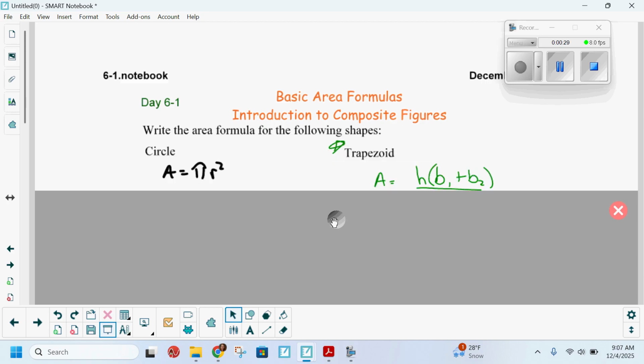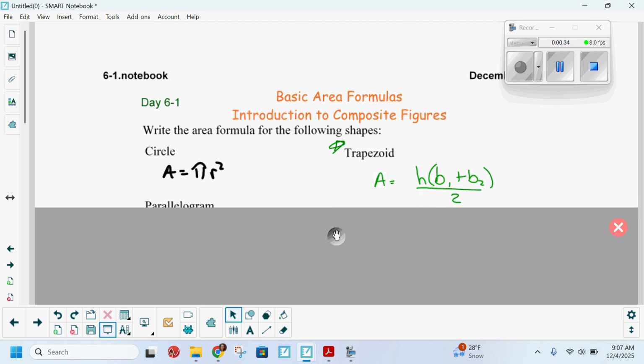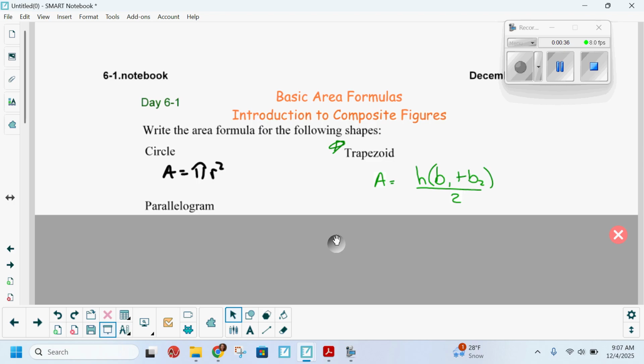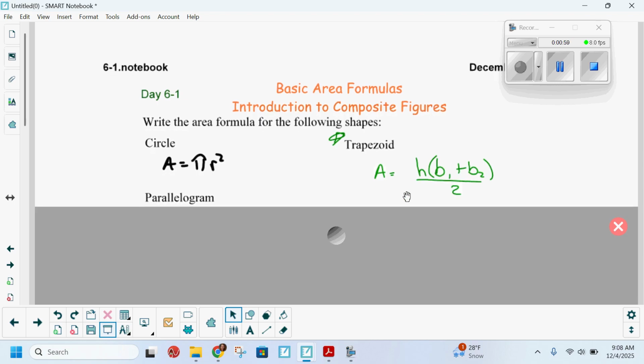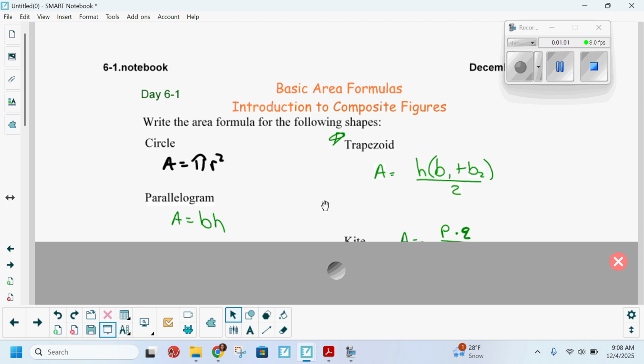So our circle is area equals pi r squared. A trapezoid is very similar to, excuse me, a triangle. So the area of a trapezoid is going to be add the bases together times the height divided by 2. So if you think about the area of a triangle, it's the height times the base divided by 2. So trapezoid is very similar. You're just going to add the bases together, multiply the height, then divide by 2. Parallelogram is base times height.